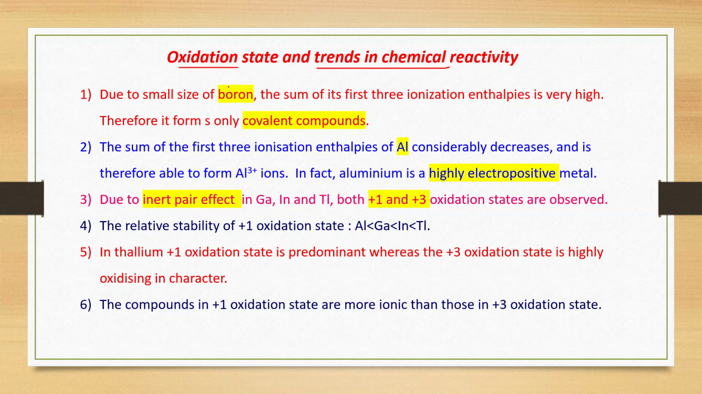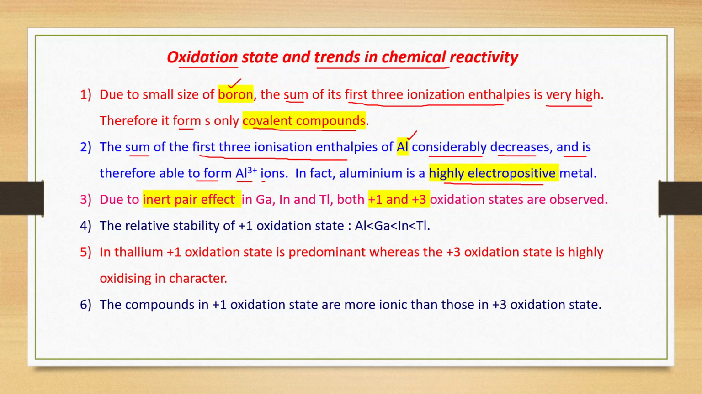Due to the small size of boron, the sum of its first three ionization enthalpies is very high. Therefore, it forms only covalent compounds. The sum of the first three ionization enthalpies of aluminium considerably decreases and it is therefore able to form Al3+ ions. In fact, aluminium is a highly electropositive metal.